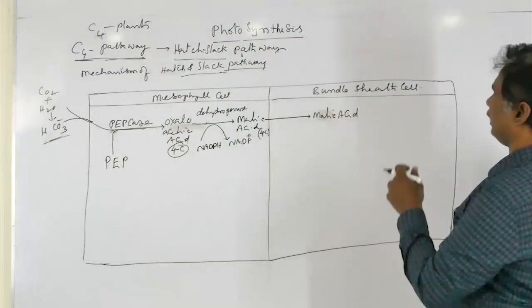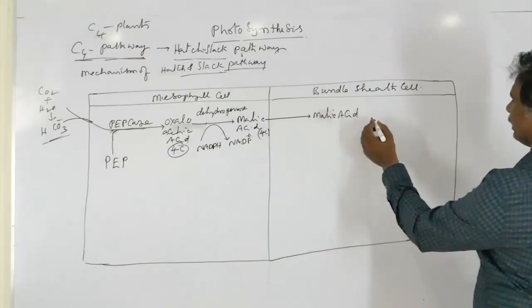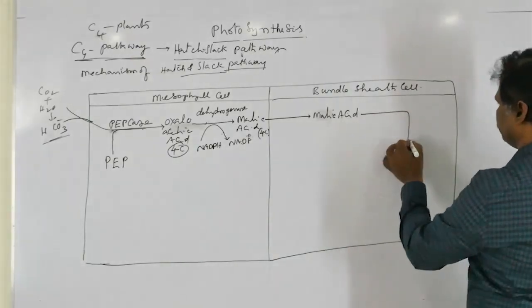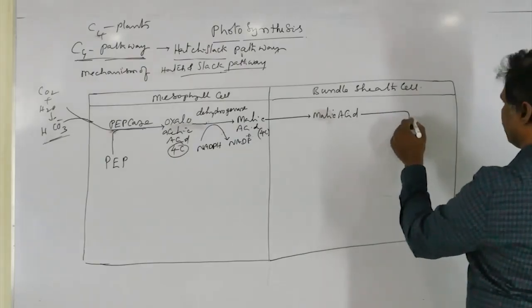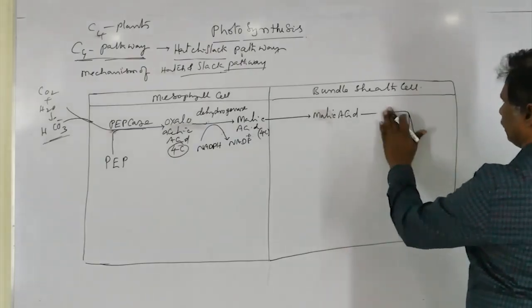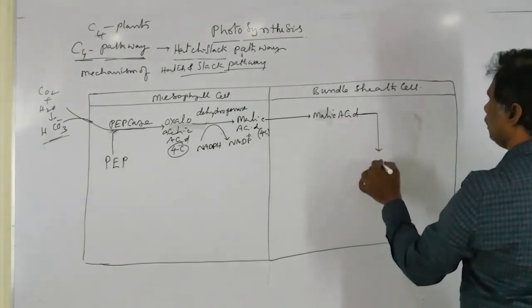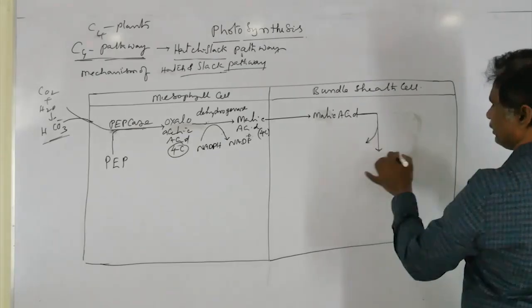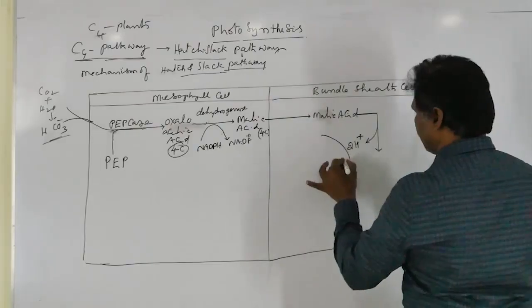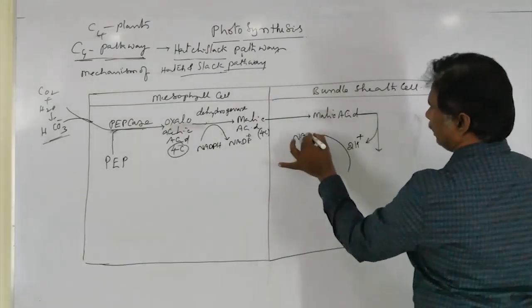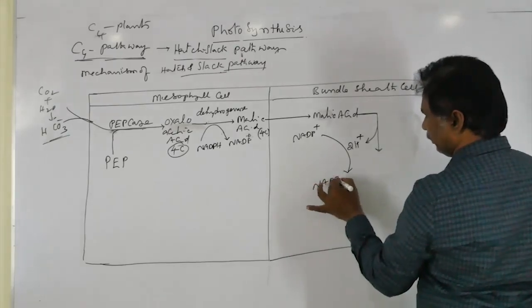That malic acid enters the bundle sheath cells. What happens within the bundle sheath cells? That malic acid undergoes oxidative decarboxylation. Oxidation means loss of two hydrogens, and those hydrogens are accepted by NADP plus, which is reduced into NADPH.